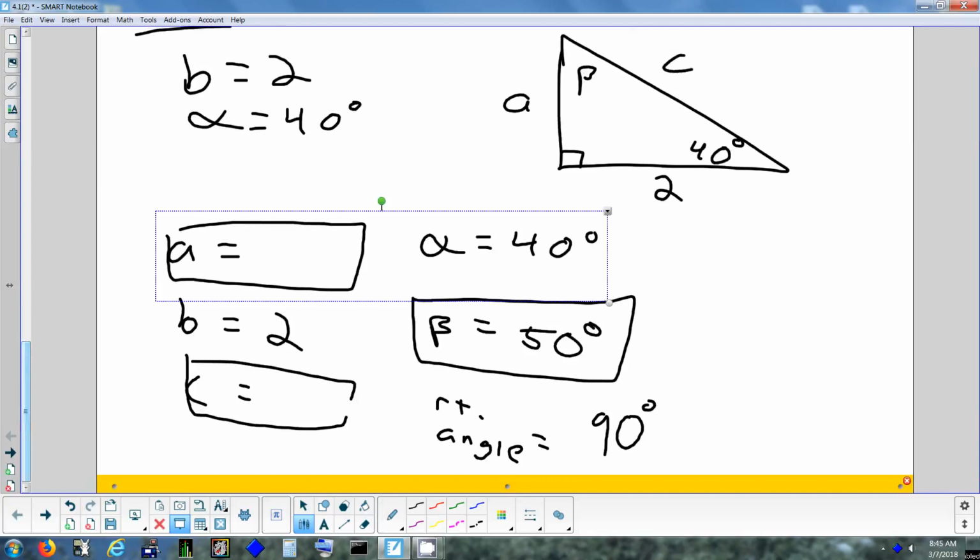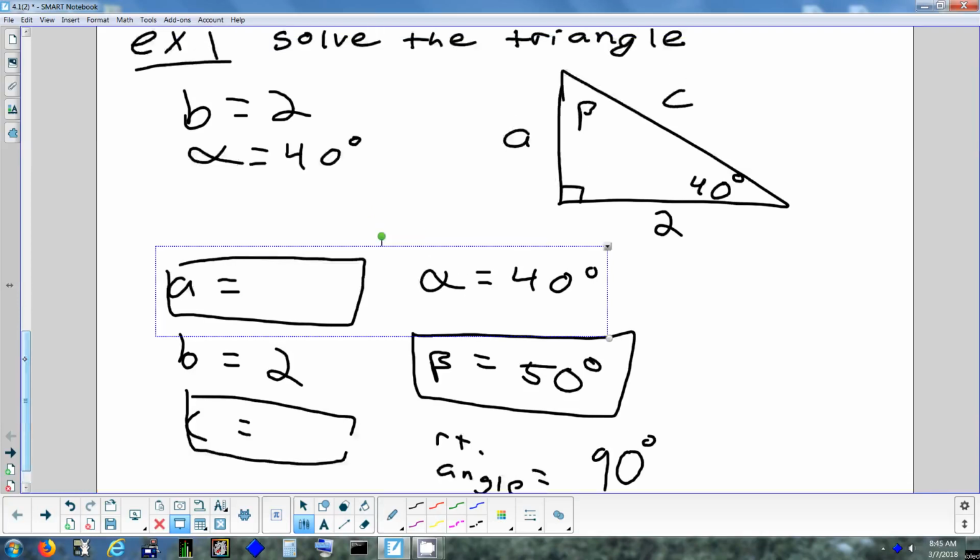Now, I'm not going to label that in the diagram. I'm just going to leave the diagram with the information that was given. I have a choice now. In order to find A and C, I can either use alpha, that'll work fine, or I could use beta. That would also work fine. Which angle do you think is better to use? Alpha or beta?